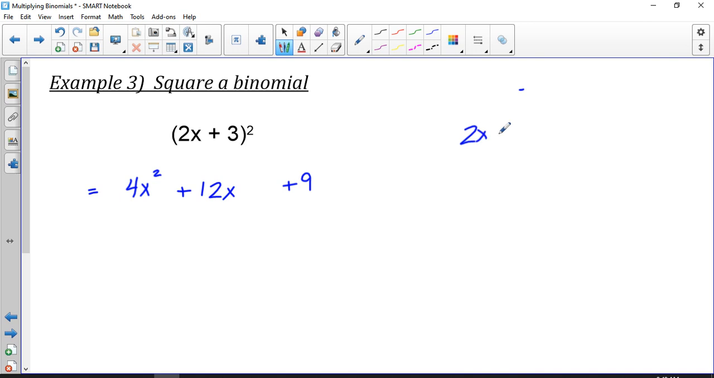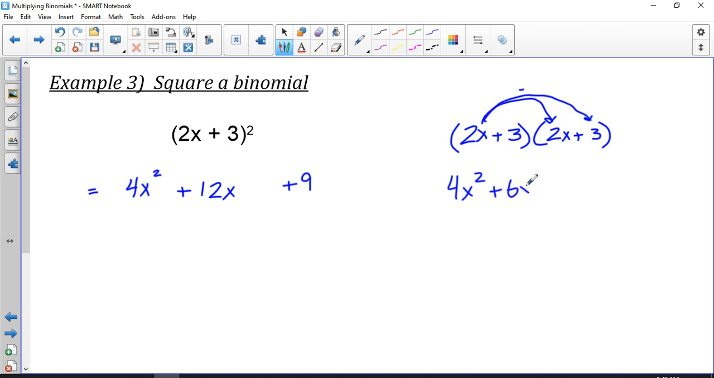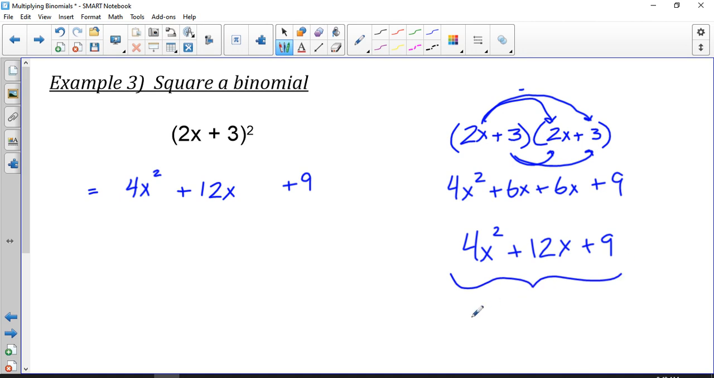Or we could do this the long way by writing 2x plus 3 times another 2x plus 3, and then using FOIL. 2x times 2x is 4x squared. 2x times 3 is 6x. 3 times 2x is 6x. 3 times 3 is 9. So 4x squared, 6x plus 6x is 12x, plus 9. And that's how we square a binomial. And remember, the result of squaring a binomial is always a perfect square trinomial.